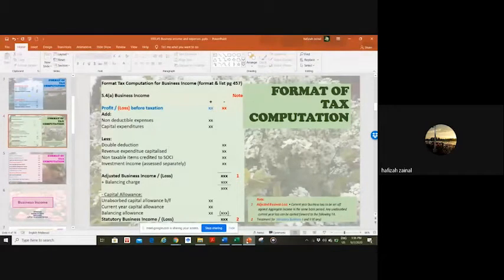Can you see the PowerPoint, not the Excel just now? PowerPoint. PowerPoint, okay, good. Alright. Let's go back to the format.